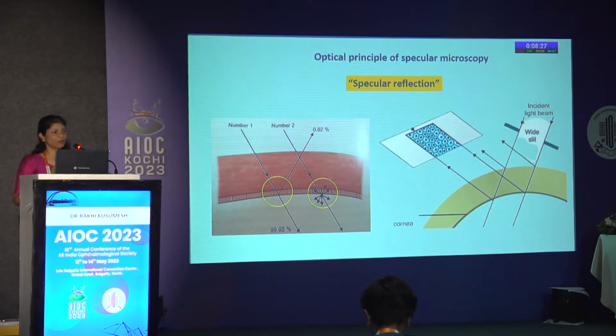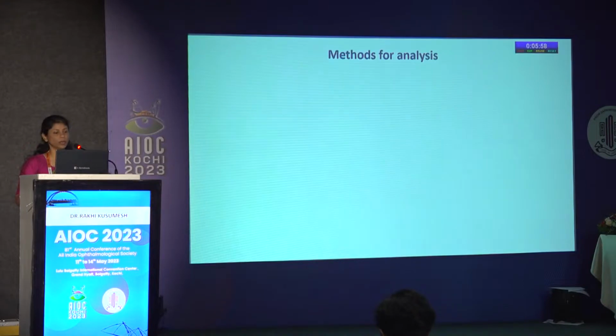Irrespective of the type of specular microscope, the optical principle is the same, that is specular reflection. As we know, if light falls on any surface, part of it may get transmitted, part of it absorbed, and part of it reflected. What specular microscopy does is catch the light coming from the endothelial and aqueous interface and then give the picture of the endothelial image.